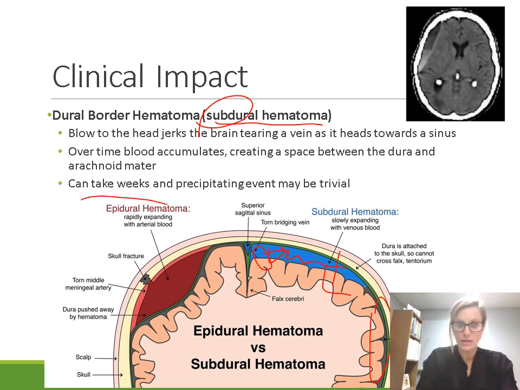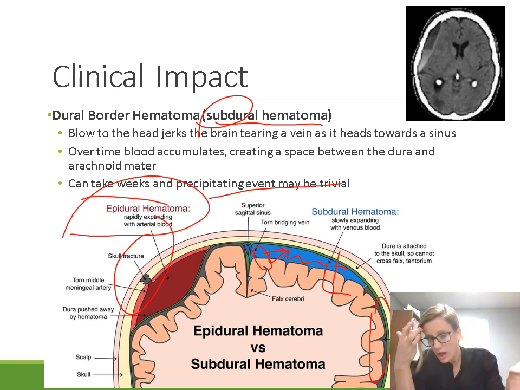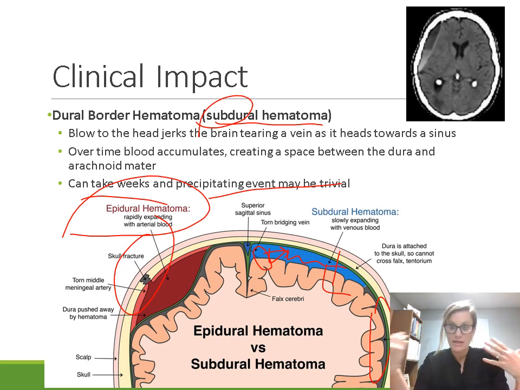This can take weeks to occur, and the precipitating event might be relatively trivial, right? With this epidural hematoma, there was some sort of a really strong blow to the head, and there was a skull fracture that tore this meningeal artery, and it was this big trauma, and it was a really rapidly occurring event. But with the subdural hematoma, it doesn't always have to be that way. It could be a large precipitating event. There could be a car accident, with really bad whiplash, for example, or a strong blow to the head. But it could also be a relatively trivial event that has a little tear that occurs and the blood slowly accumulates.